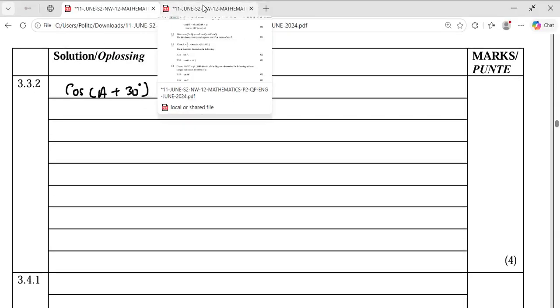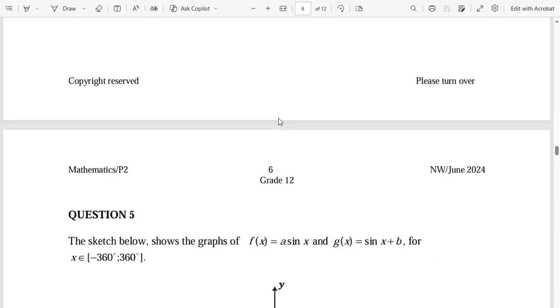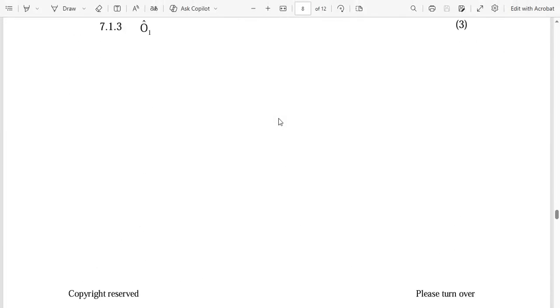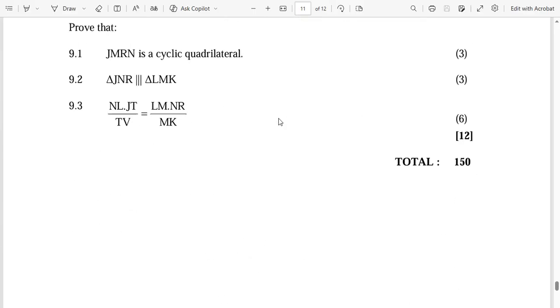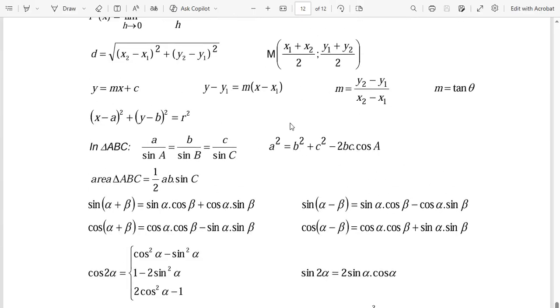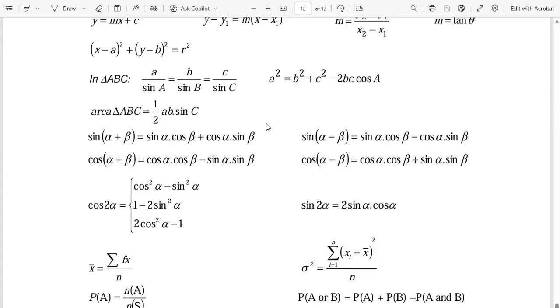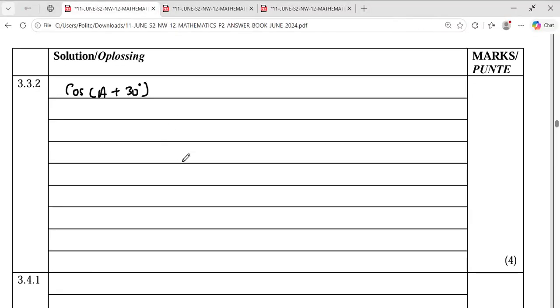Should we duplicate this step now? If you look at this, we are adding two angles. What comes to mind is the compound angle. It's the compound angle for cos, because it's a cos of a plus. So the formula will be this one. We are adding two angles, so we can expand that and write it as cos alpha times cos beta minus sine alpha times sine beta. So that's what I'm going to apply there.